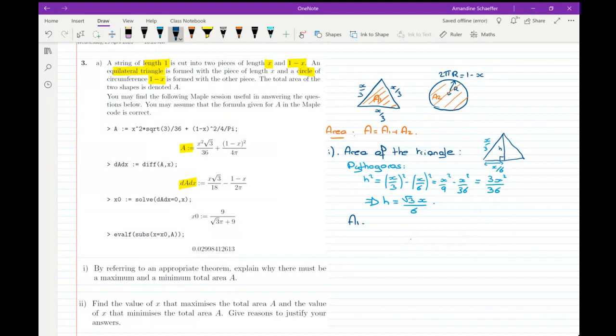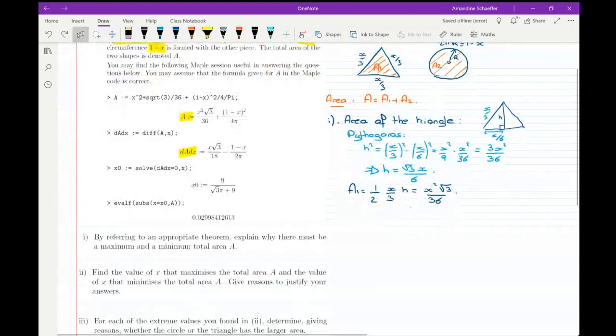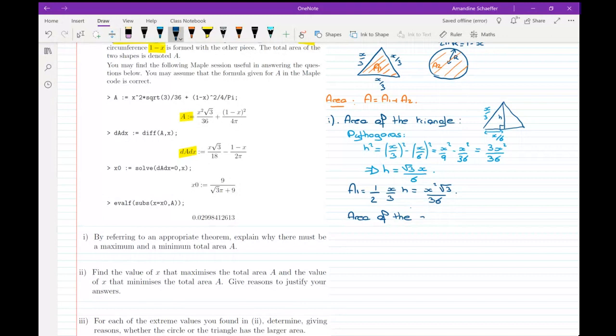So A1 is the area of the triangle, so 1/2 times x on 3 times h. And you find x squared root of 3 on 36, since 2 times 3 times 6 is 36. Let's just check. Yes, that works out. So this is the area of the triangle, then area of the circle.